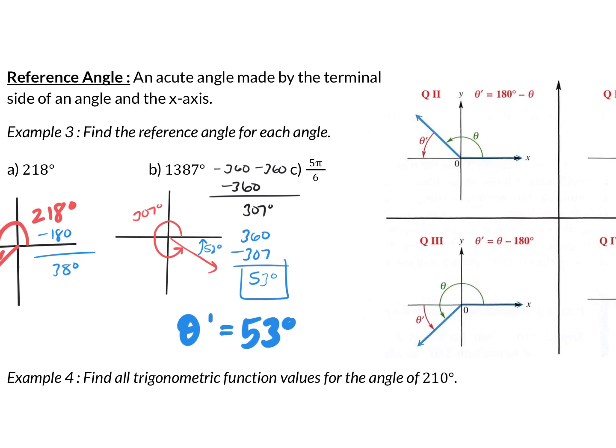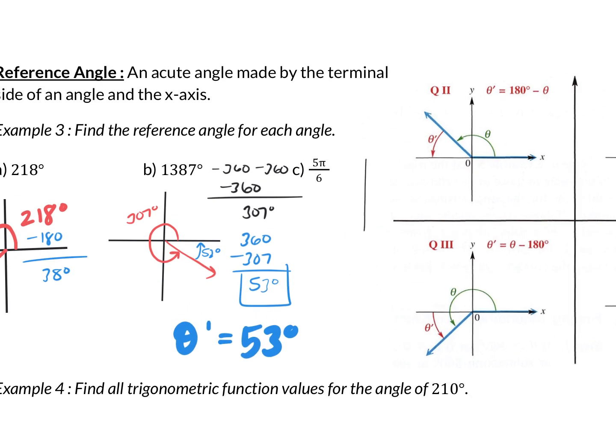And then the last one, I've got 5 pi over 6. Where is that going to be? What quadrant? 150 degrees. Yeah, that was fast. 150 degrees. It is going to be in the second quadrant, yes. Right over here. The reason I know that is because it's less than pi.